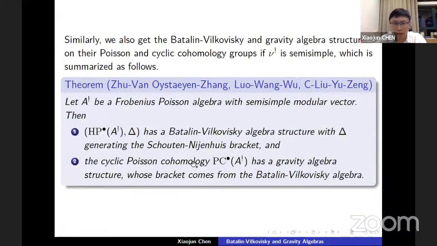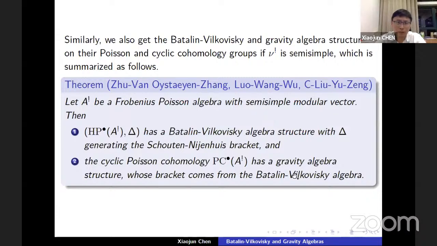So you see, now we may consider those modular vectors which are semi-simple. Then, like before, we have the following result. Suppose A is a Frobenius Poisson algebra with semi-simple modular vector. Then its cohomology has a BV algebra structure, where delta generates the Gerstenhaber bracket, and then the cyclic Poisson cohomology has a gravity algebra structure, where the bracket comes from the BV algebra.